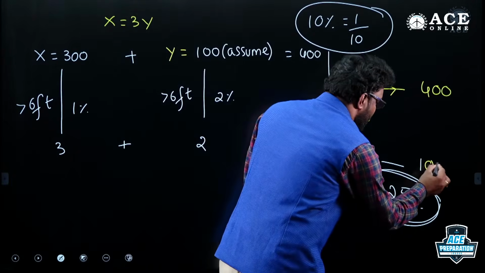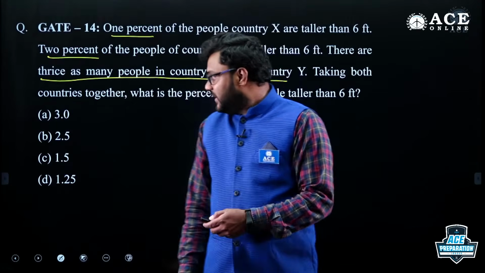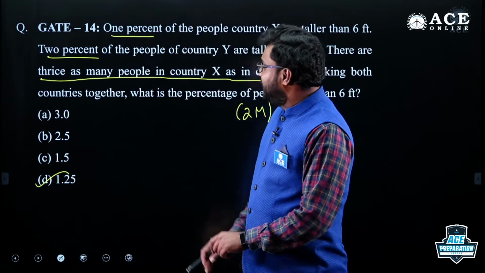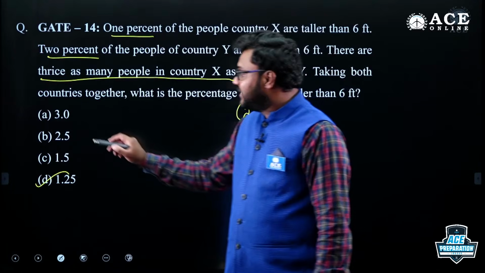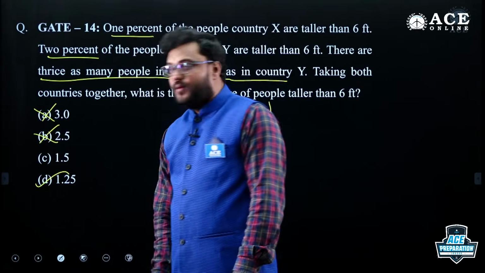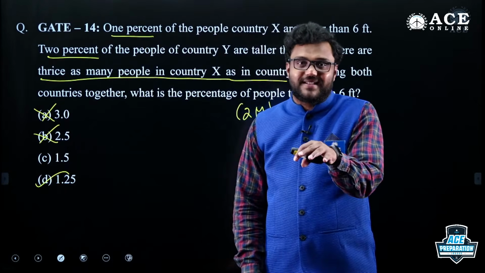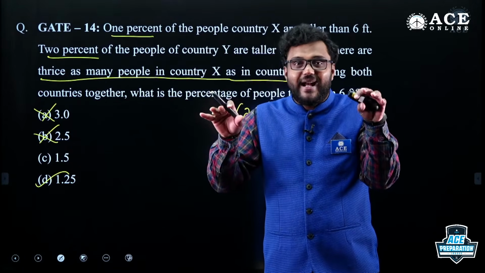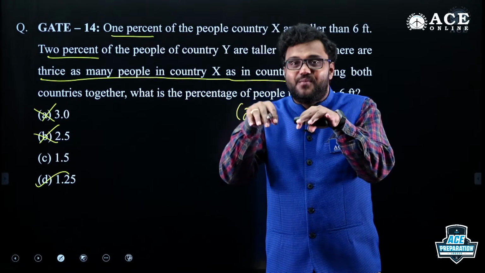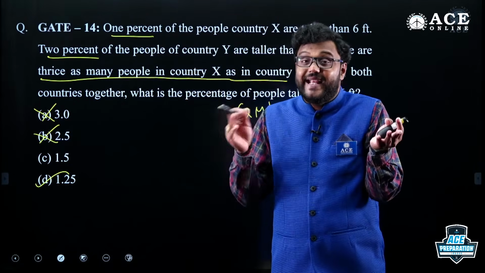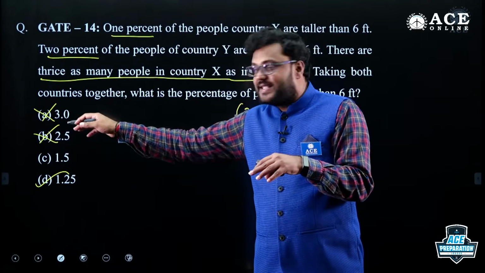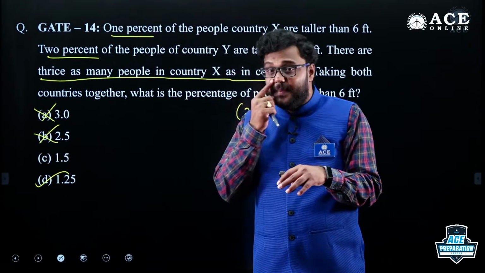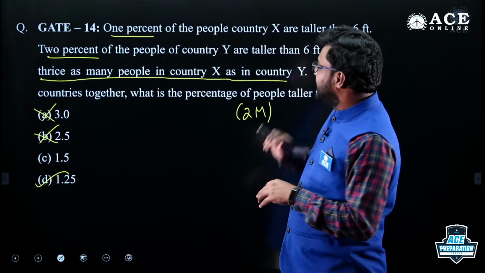Okay, out of 100, what is your value? 1.25. See this here, yes, you can see option D. See one simple thing, basic common sense: A and B are eliminated. Why? When one country is 1% and the other country 2%, when you are adding these two, it's like mixtures and alligations. When you add 1% and 2%, we cannot get more than 2 or less than 1. Not possible. So that's why they are eliminated.